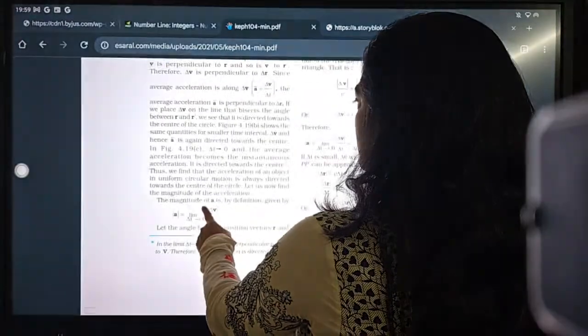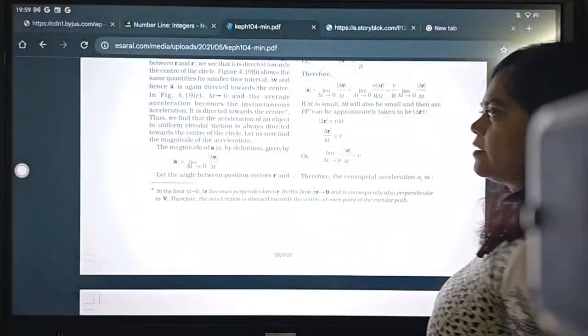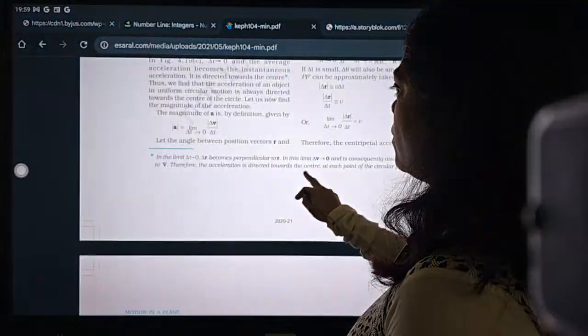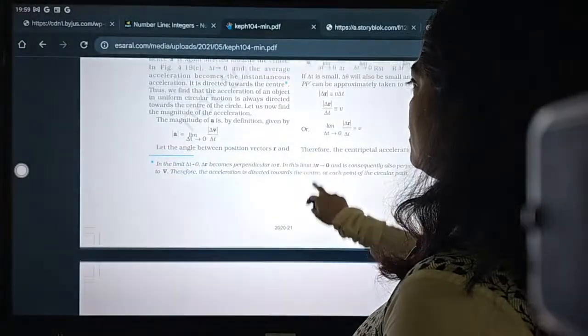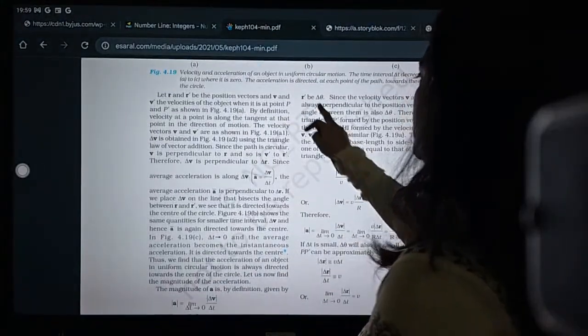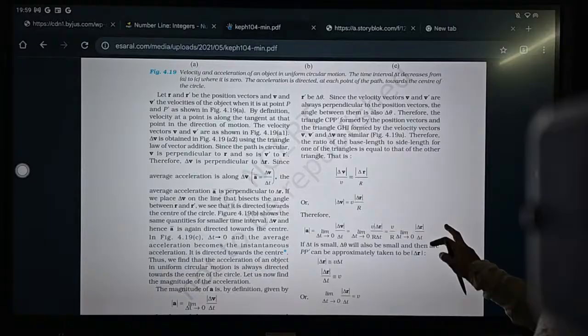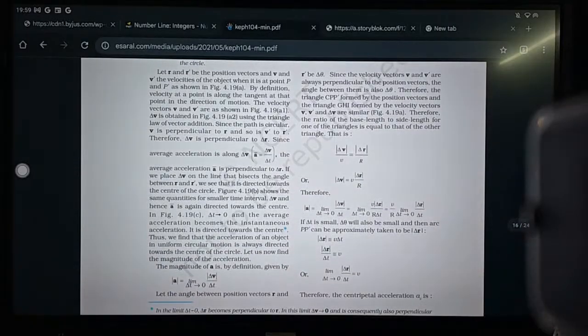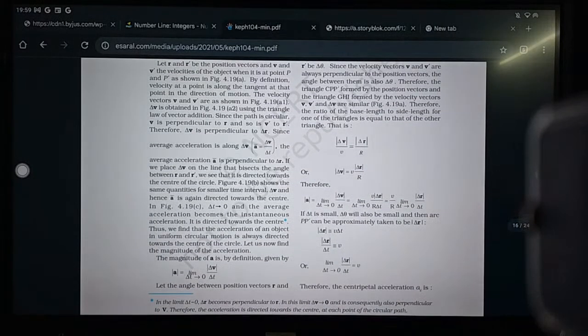Okay, is it clear? The average acceleration becomes the instantaneous acceleration. Okay, so instantaneous acceleration, this is the magnitude of A. Then the angle between these two will be delta theta. Now here it comes to the point, what it says.